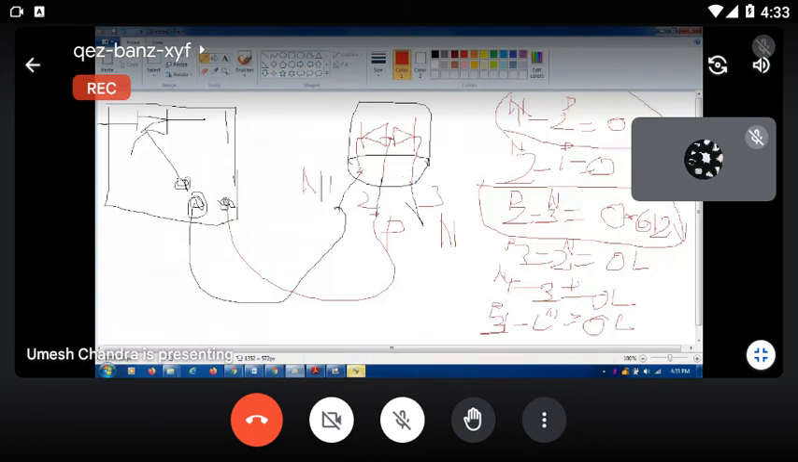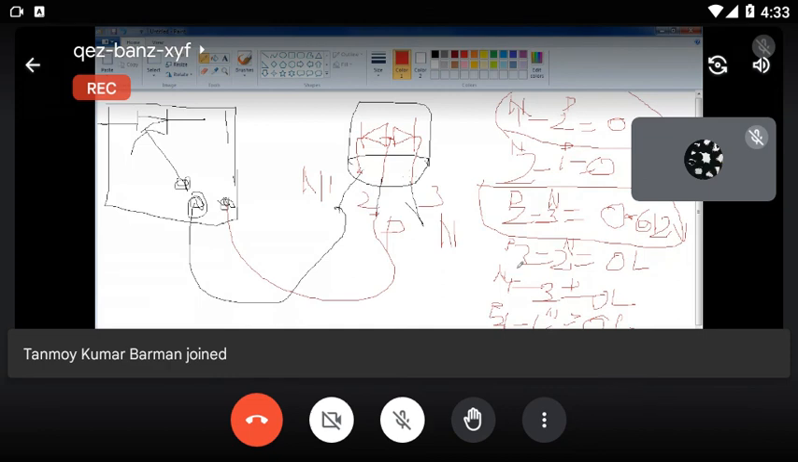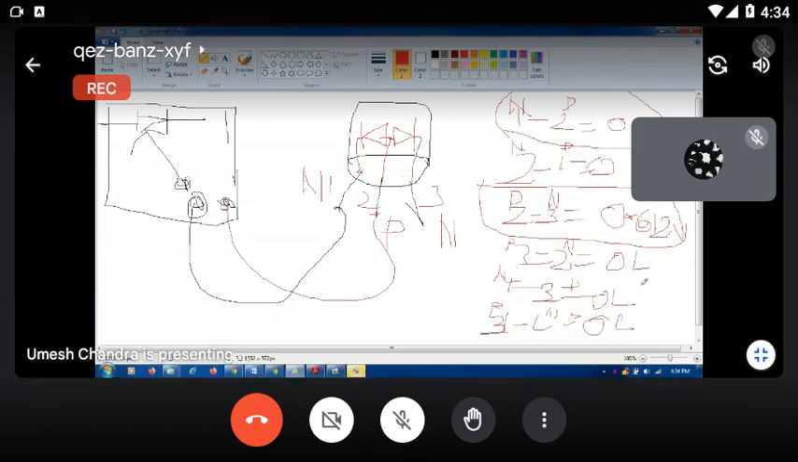The reverse bias, there is no voltage, OL. Again 2 to 3. 2 is positive, 3 is negative. This is forward bias. Then you got another voltage 0.612 and 3 to 2. Now 3 is positive, 2 is negative. But here 3 is negative, 2 is positive. This is reverse bias, OL.